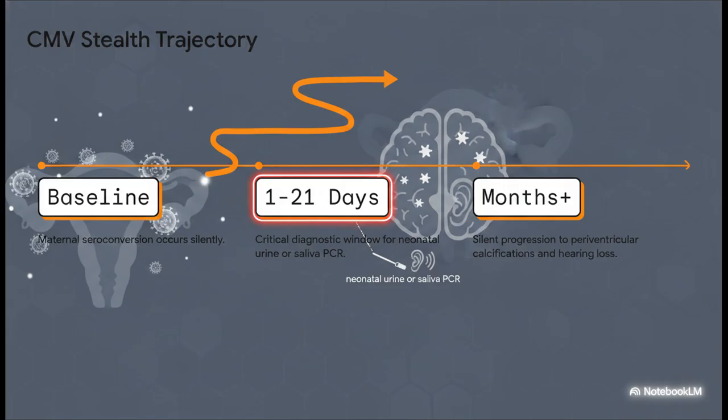Before we wrap up, let's trace this real-world chronology of congenital CMV one more time. Maternal seroconversion happens silently first. Then comes the critical window, neonatal PCR within the first 3 weeks. If you missed that because the newborn exam was normal, the pathogen follows a stealth trajectory. The periventricular calcifications form, and it silently progresses to late-onset hearing loss. Relying on a benign newborn screening exam completely misses the stealth trajectory of this pathogen.